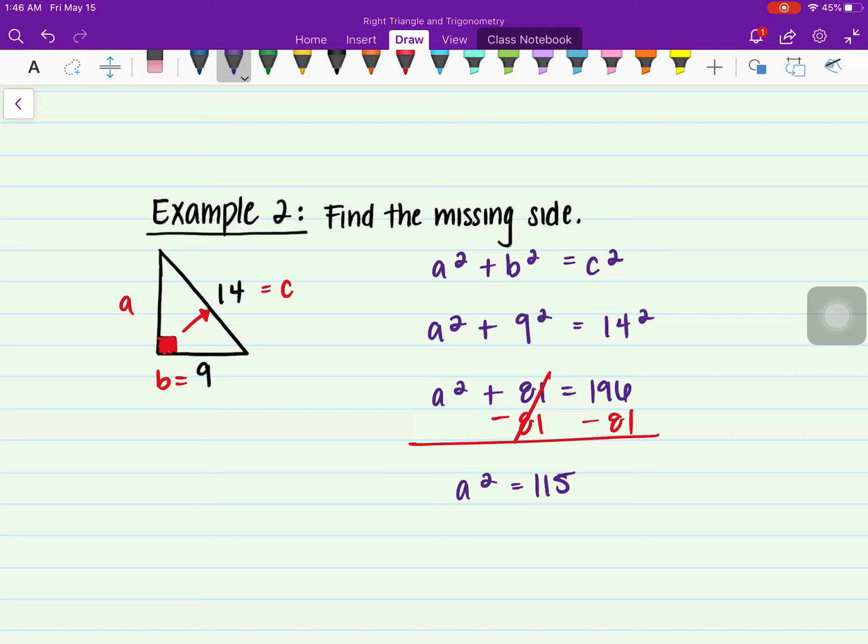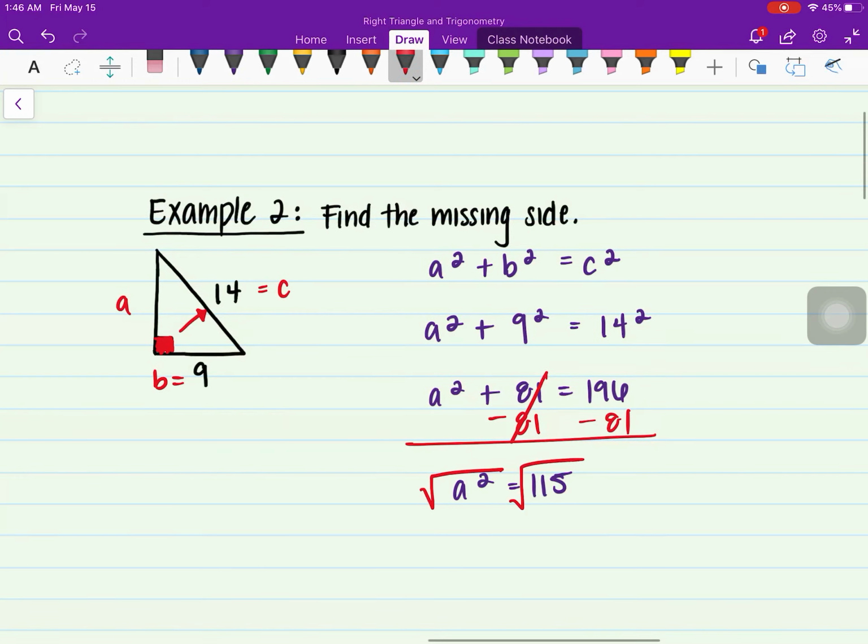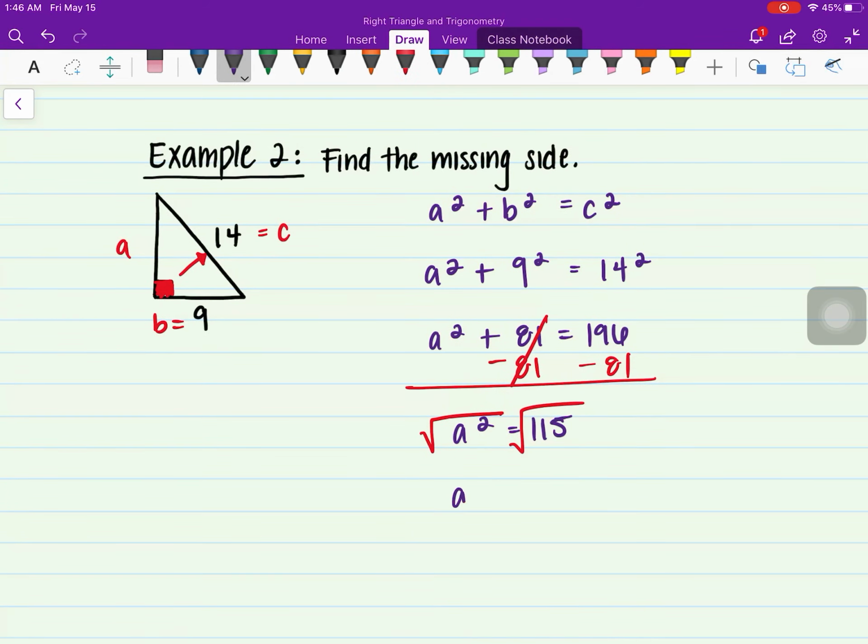So then from here, we're solving for A. We need to do the opposite of taking the squared, which is taking the square root. So I'm going to go ahead and take the square root of both sides. And we have A equals, in this case, the square root of 115.